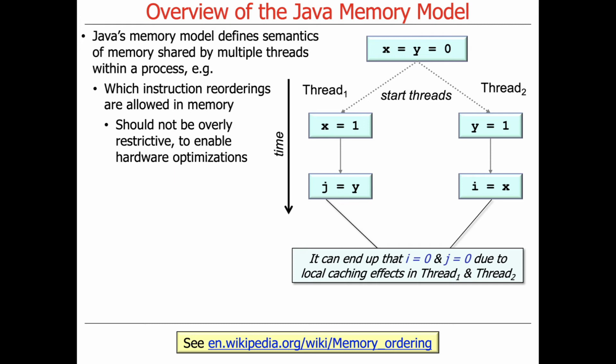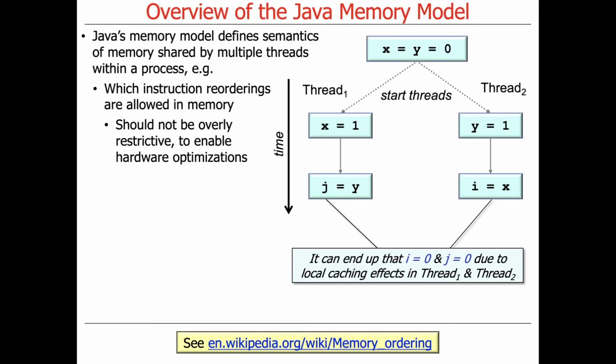They both start up. Thread 1 sets the value of the global variable X to 1. Thread 2 sets the value of this global field Y to 1. So now X and Y are set to 1. And then thread 1 is going to assign some local variable J the value of Y, which has been set to 1 over here. And likewise, thread 2 is going to set the value of I, which is a local variable, to X, which was set over here. And the question is, what are the values of J and I?